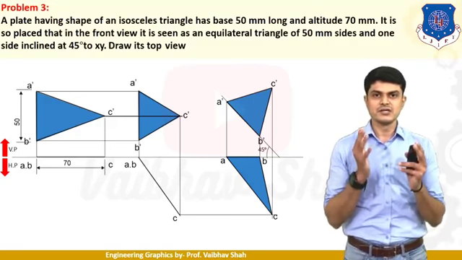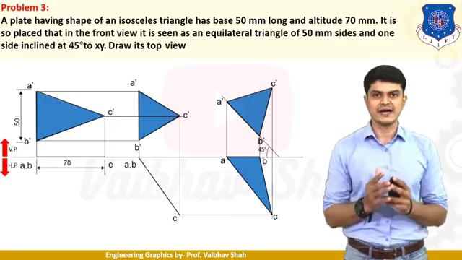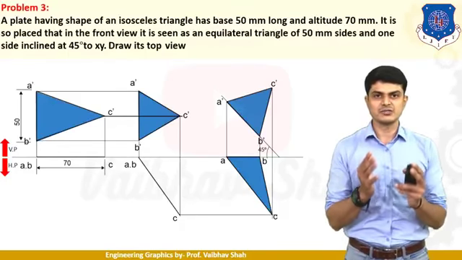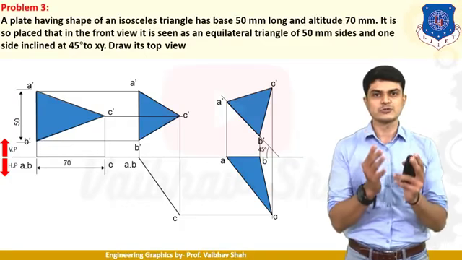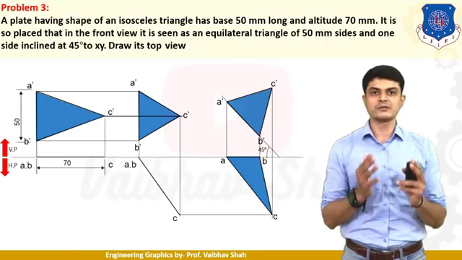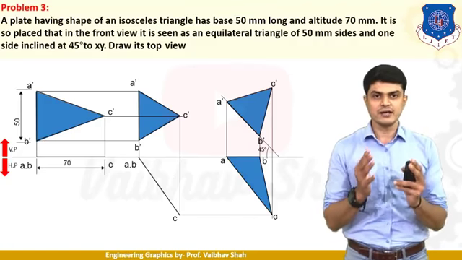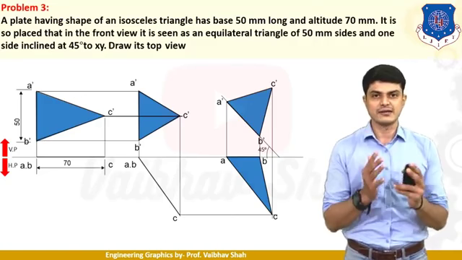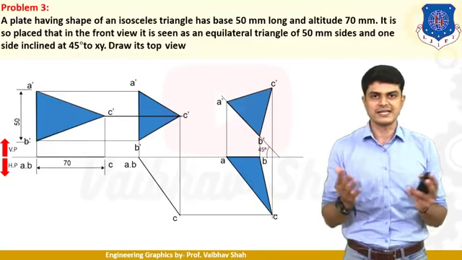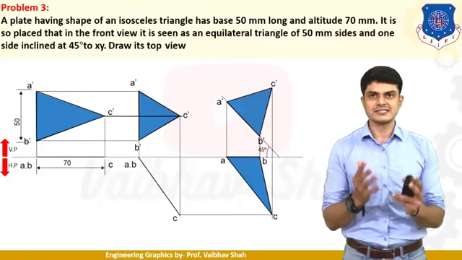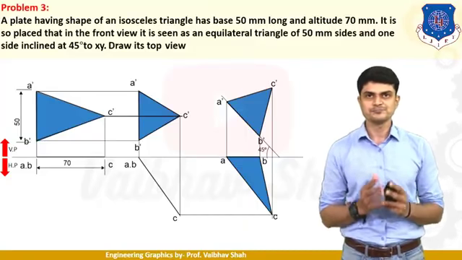Let me first tell you what you mean by an isosceles triangle. An isosceles triangle is a triangle having two of its sides of equal length. In order to draw the isosceles triangle, we need the base and the height of the triangle. Here the base and height are given, so we can draw the isosceles triangle. Let us start drawing it.